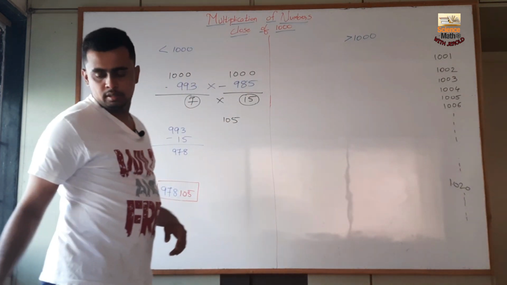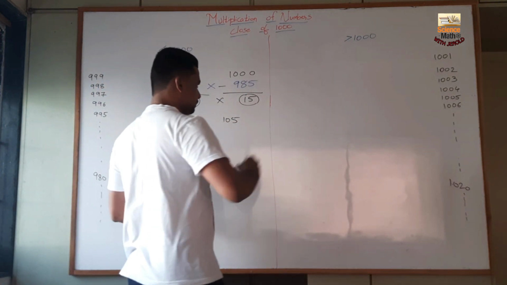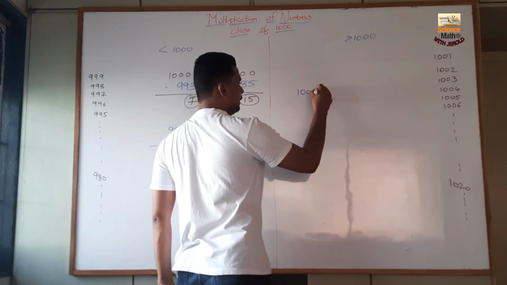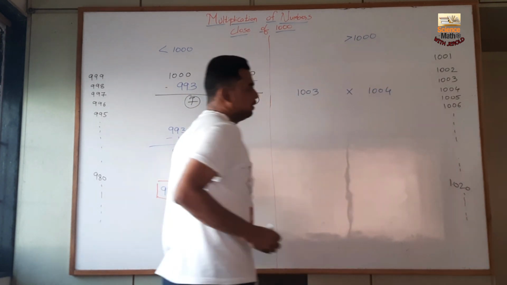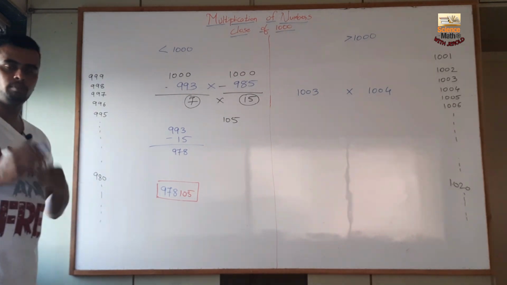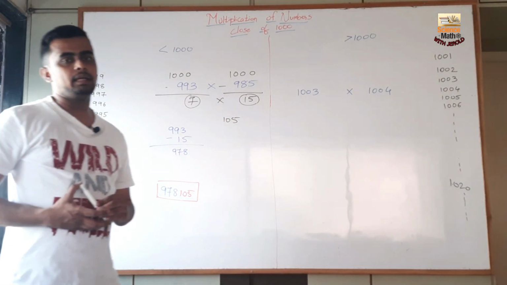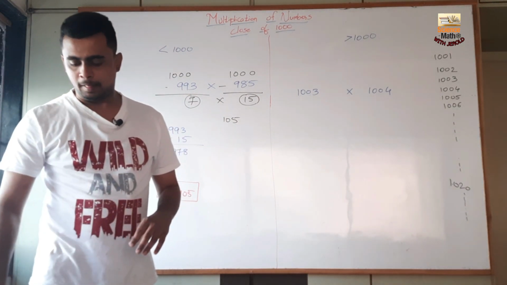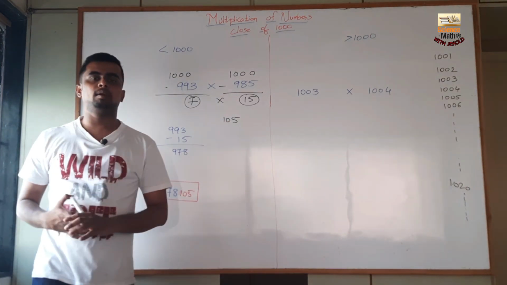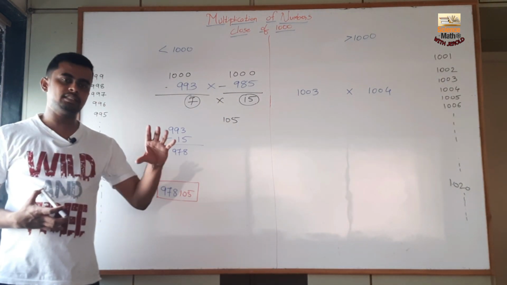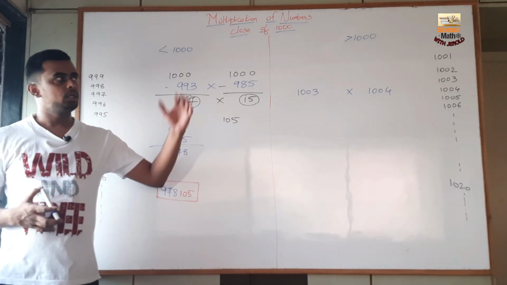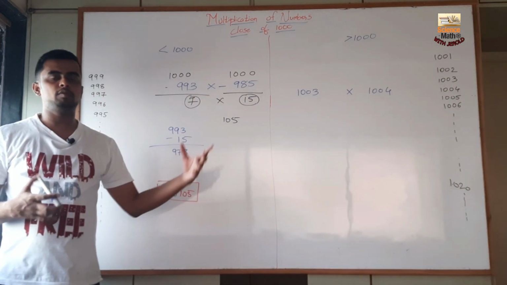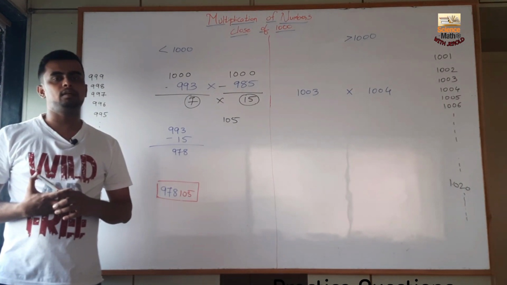So let us see. Let us take two numbers, 1003 multiplied by 1004. First we will start with smaller numbers. The next example I will take is a larger number. In between there will be some numbers displayed on the screen. I request you all to solve these numbers so that you can use the trick that I am using, that will help you all practice the methods.